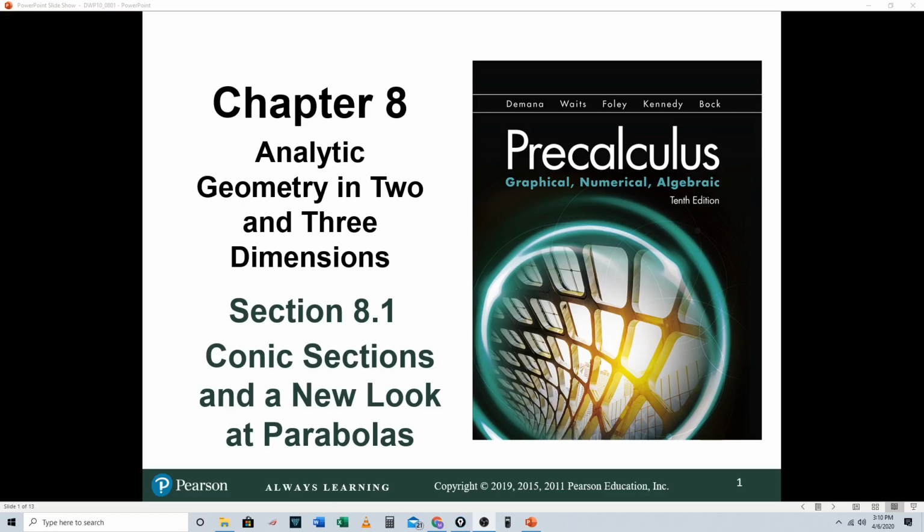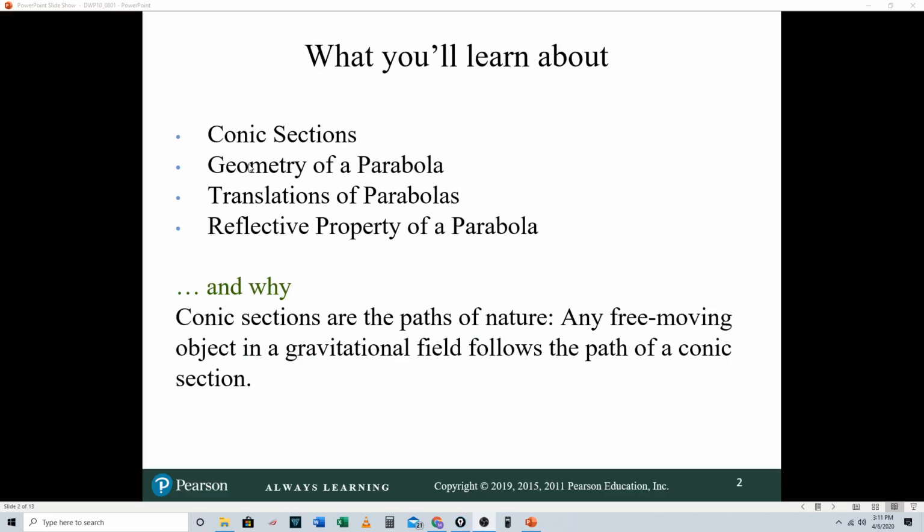So we're going to start with 8.1, and then I'm going to make a separate section going over some practice questions like we normally do in class. But I wanted to go over this PowerPoint to introduce you and have you write down some notes. So feel free to pause and write down anything you need as we go through it. Chapter 8.1, conics, a new look at parabolas. We'll look at what conics are, what the conic sections mean, the geometry of a parabola, translations of parabolas, and the reflective property of a parabola.